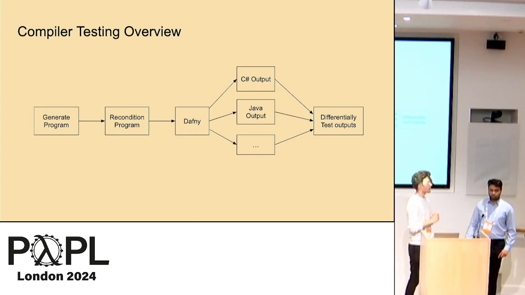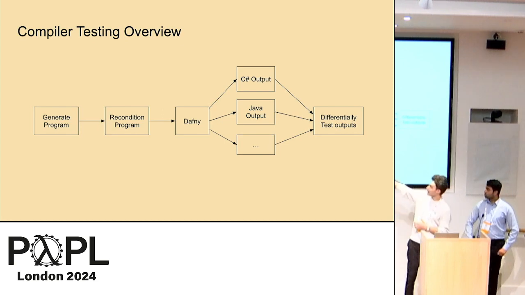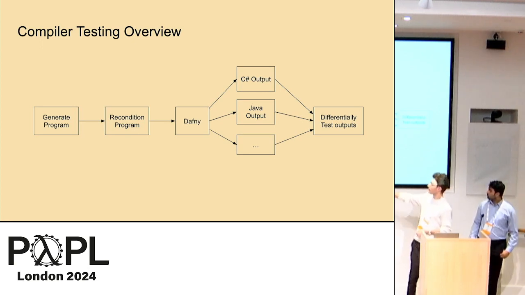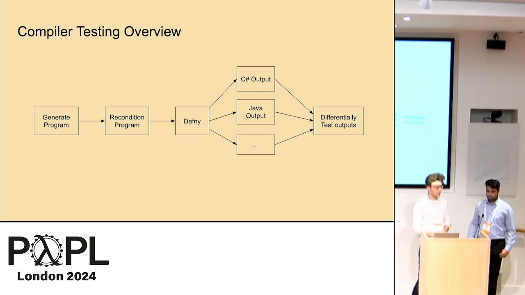We will first generate a program. We do something called reconditioning the program to make sure that the program stays valid and it will compile and run without errors. We then pass it through Dafny to each of the backends and perform differential testing over the outputs to check whether or not any one of the backends has an error in it.